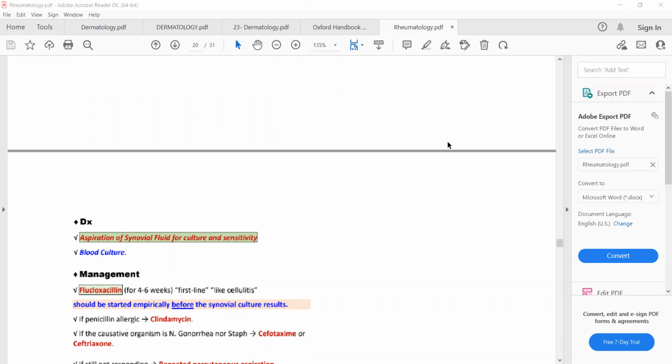Now, the diagnosis is made on the basis of culture and sensitivity of the synovial fluid. Synovial fluid, the fluid that is present in the joint space, will be aspirated and sent for culture and sensitivity. And because it is a bacterial infection, blood culture will also be done to see if there is any sepsis or not.